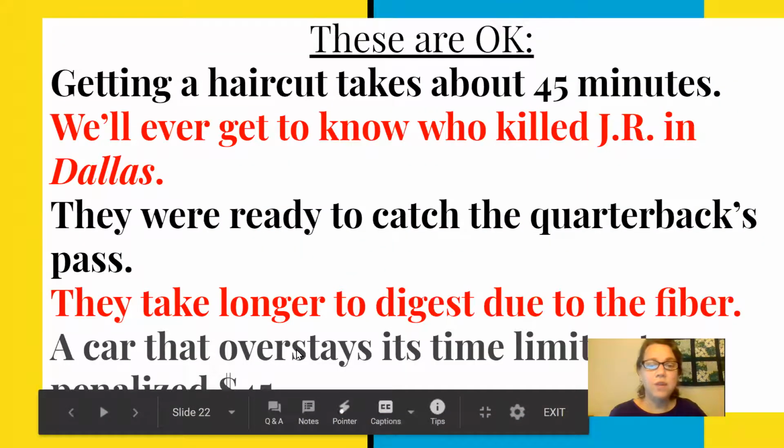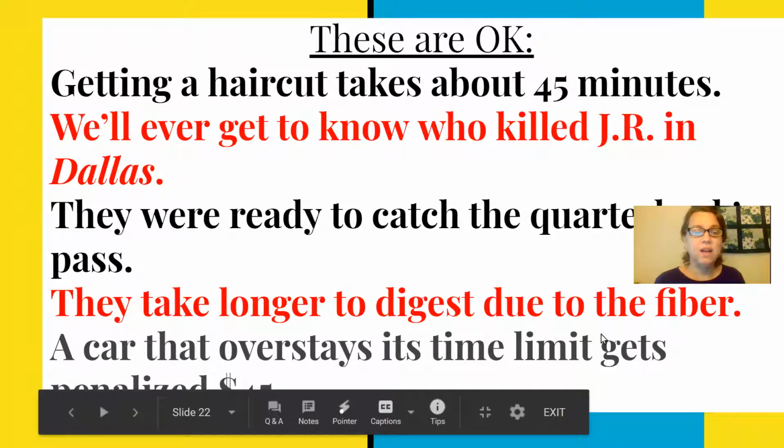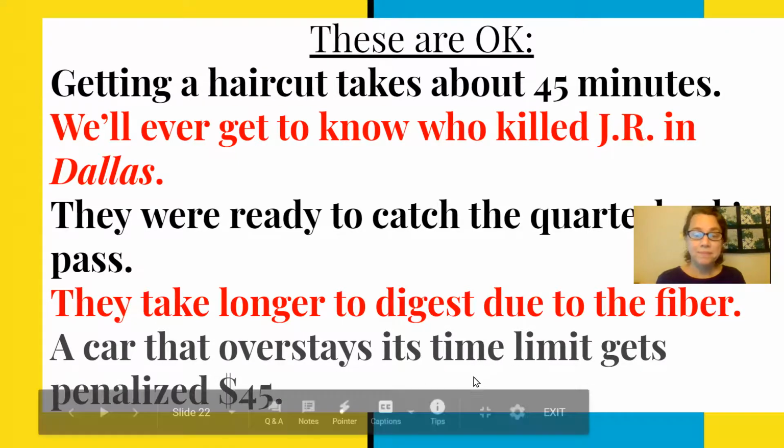A car that overstays its time limit. The subject is a car, and then the verb is gets. A car gets penalized. This is an adjective clause. The car that overstays its time limit. I'll make a video about adjective clauses. I did make a worksheet. You can see that. All right.